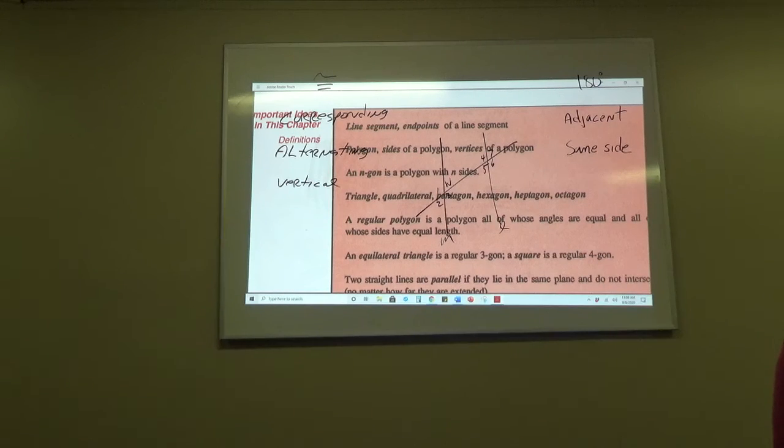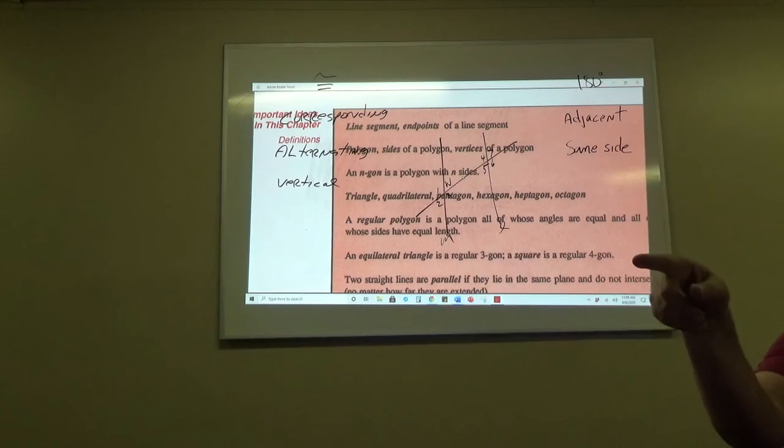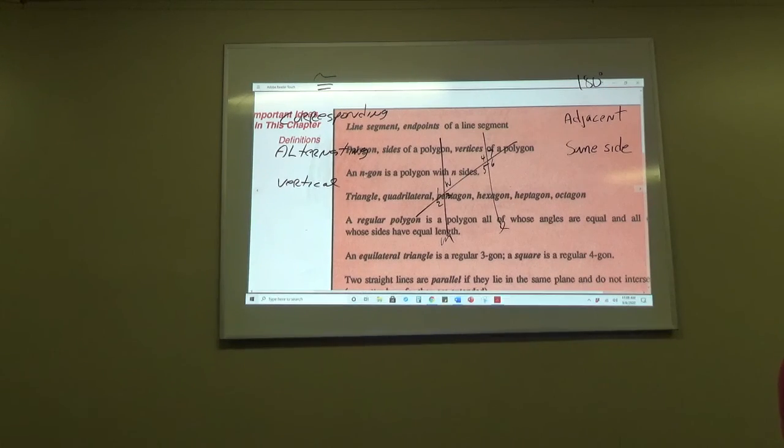Okay, so an n-gon has how many sides? N sides. How many vertices will it have? 9? No, not a nonagon, this says n-gon. A nonagon is a 9-sided figure, so it has 9 vertices. But what will an n-gon have? How many sides and how many vertices? N, whatever that number is.